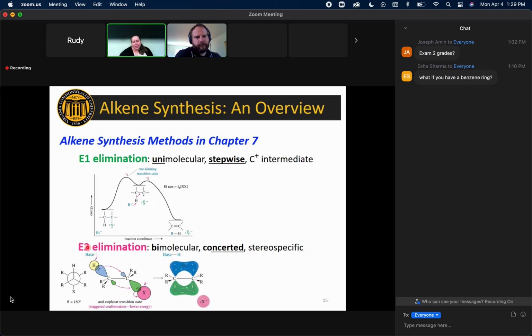For E2, again, it is concerted and it is stereospecific. So the reason that I'm putting this picture here is to remind everybody that in order to do an E2 elimination, you have to be able to achieve an anti-coplanar transition state, which means that before you can even begin this reaction, you have to be able to pre-organize your substrate where the proton that is going to be taken off is directly across from, or anti-coplanar to, the leaving group. And that forced configuration sets the stereochemistry of your double bond, whether it's E or Z.